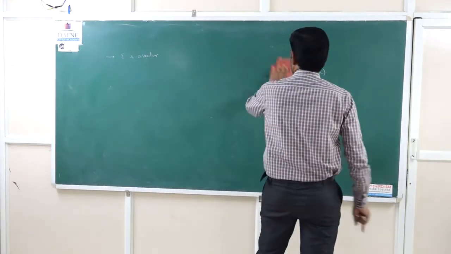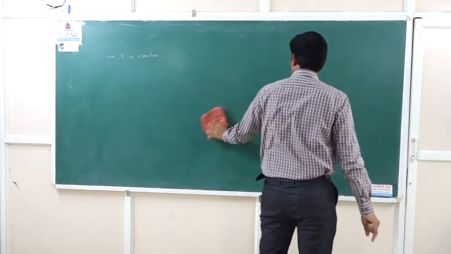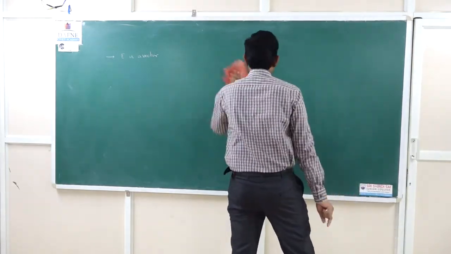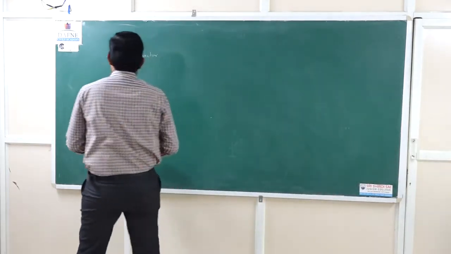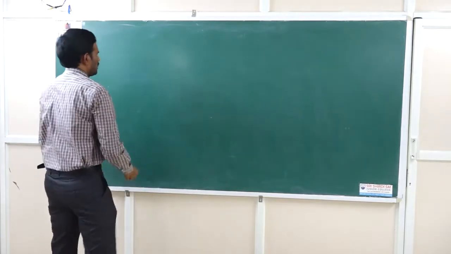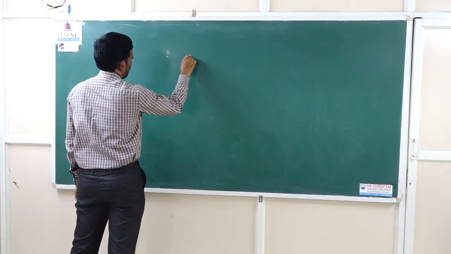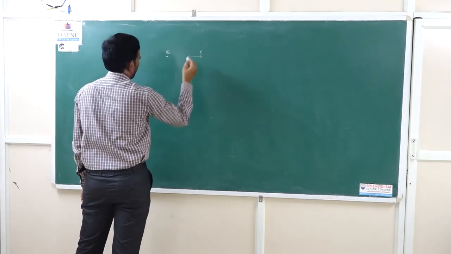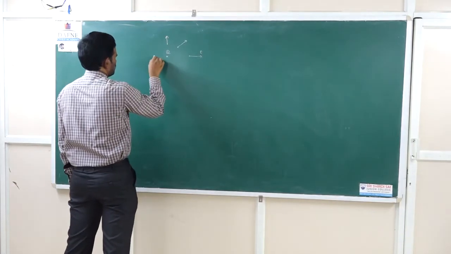After that, you may mention that it is a vector quantity. The direction of the electric field due to a positive charge is away from the charge. You may mention this diagram here, so that the electric field at any point will be away from this charge.